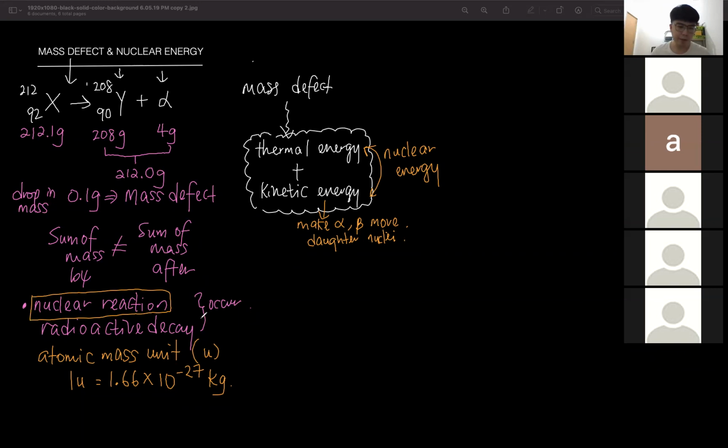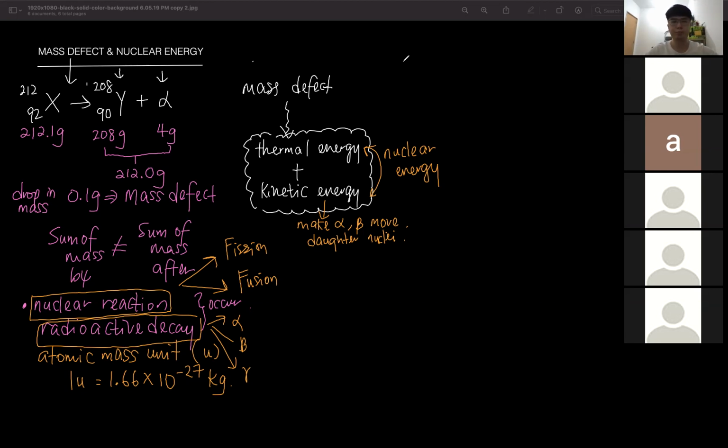We have already talked about radioactive decay. There are 3 types of decay: alpha, beta, and gamma. So now we talk about what are the 2 types of nuclear reaction. First is nuclear fission, and second is nuclear fusion. Okay, now we will look at it one by one. Let's start with the fission.